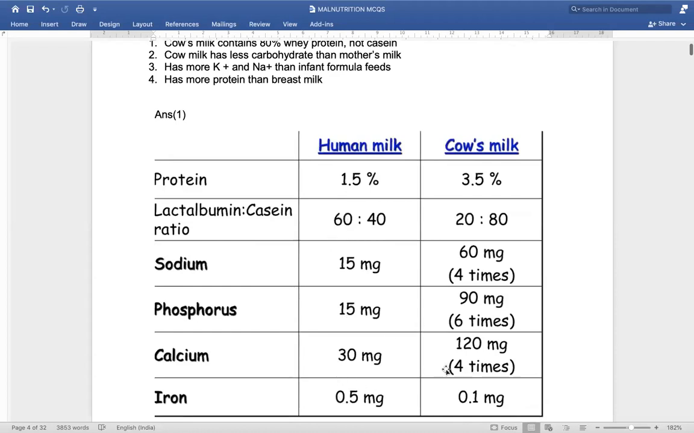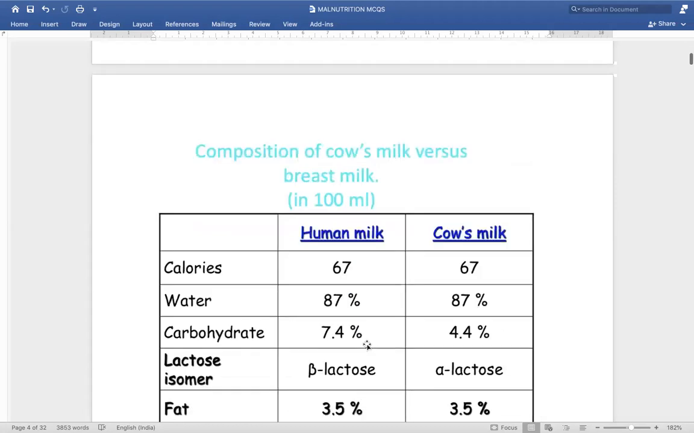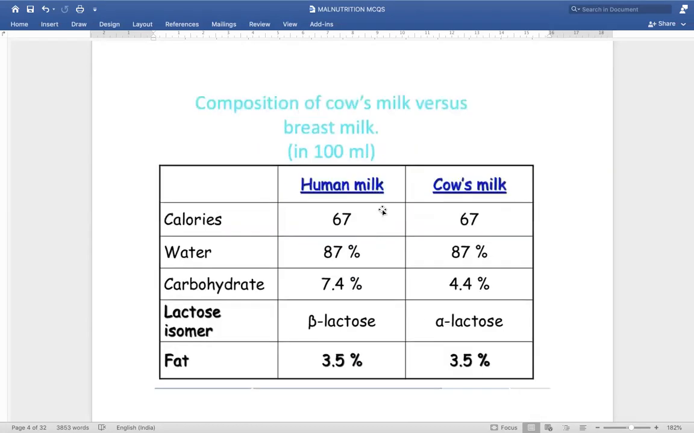Another thing is iron, which is more in human milk than cow's milk. So whey protein, iron, and carbohydrate. Okay. So these are the three things which are more in human milk compared to cow's milk.